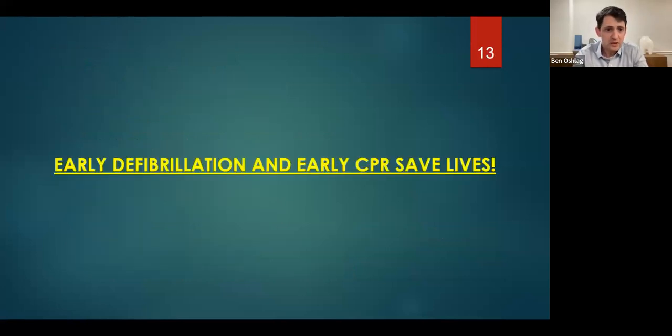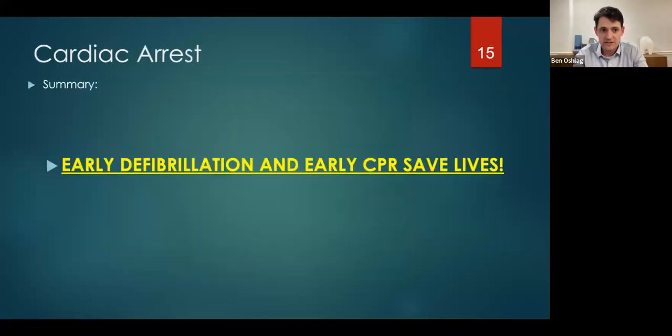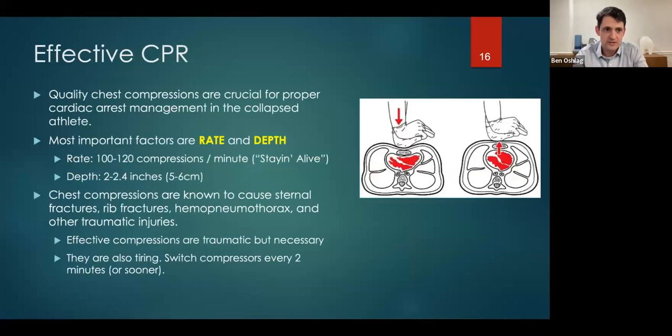Early defibrillation and early CPR save lives. Bystander CPR has also been shown to improve outcomes when there are longer EMS response times. Now, obviously, this doesn't apply as much to us. We're on the sidelines, we see things happen. But it shows that CPR is effective. Again, early defibrillation and early CPR save lives.